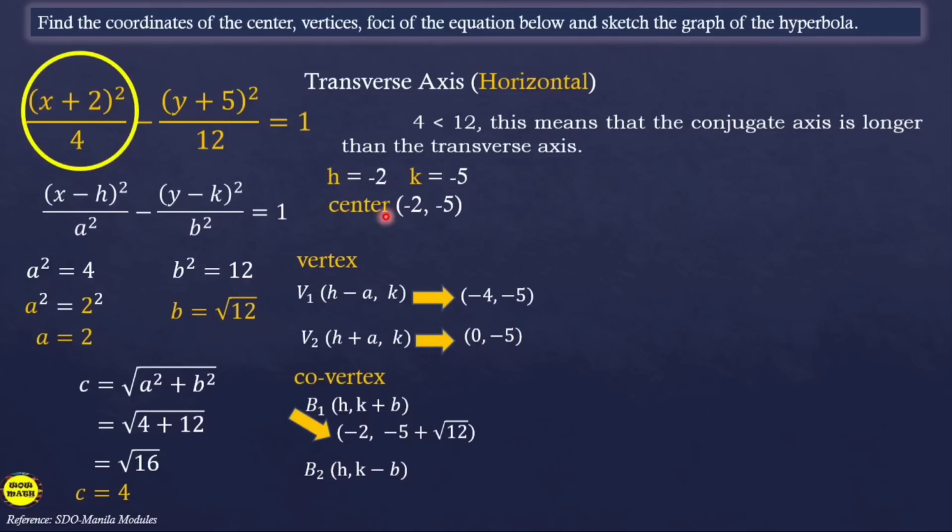Next is yung b sub 2 natin. Yung h natin, copy lang natin, negative 2. And then yung k natin is negative 5 minus square root of 12. So, yan yung b sub 2 natin at b sub 1.